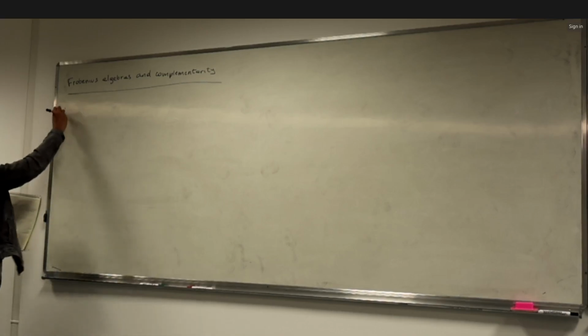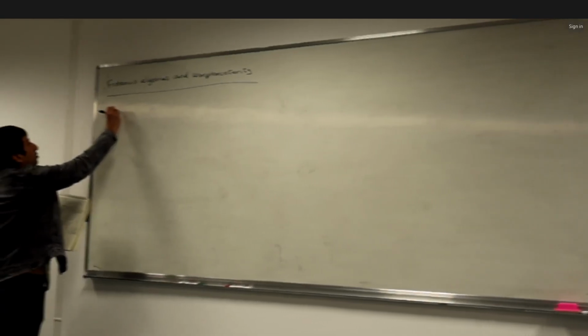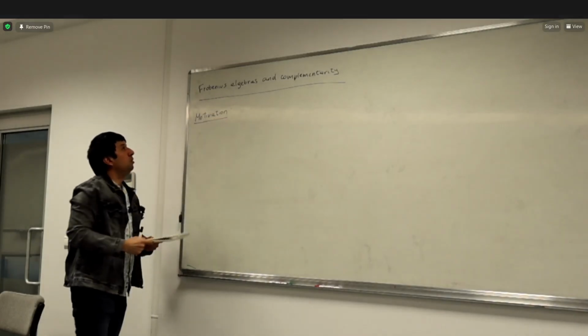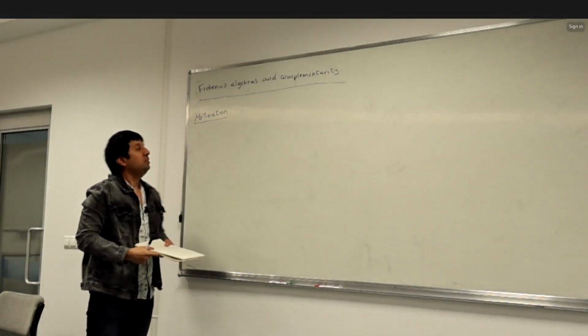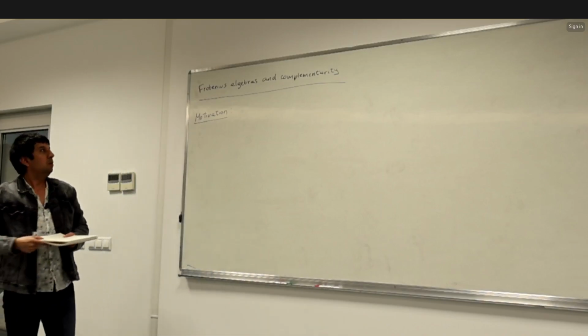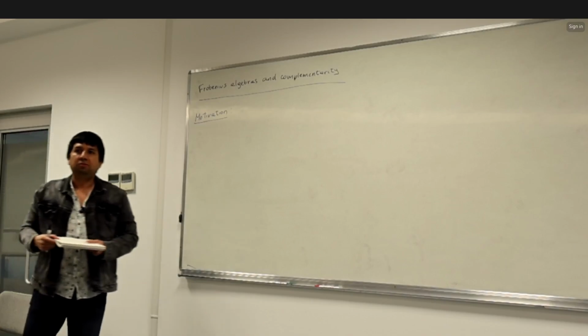First, thanks everybody for coming. To start the talk, I would like to give some motivation, because Frobenius algebras were first defined in the context of basic algebra, commutative algebra.